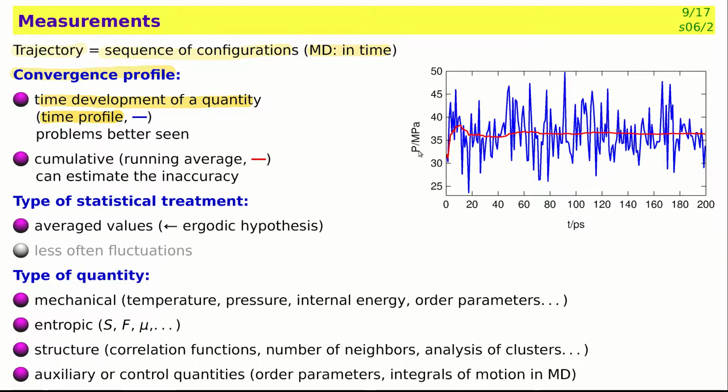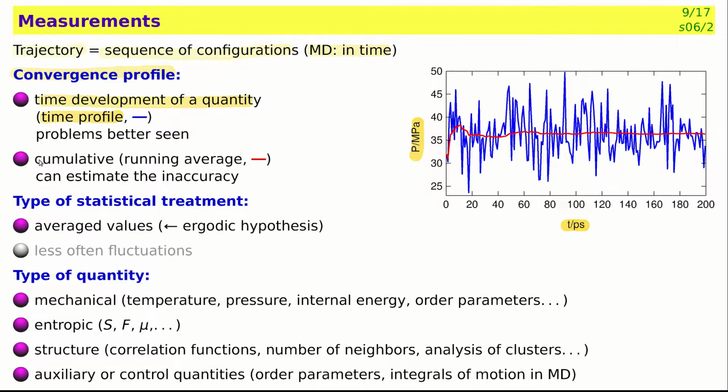Here there is a typical profile of pressure during time, the blue curve. If something very wrong happens in a system, let us say a crystallization, you would immediately notice it on this time profile. But this is not the only type of profile which we draw.